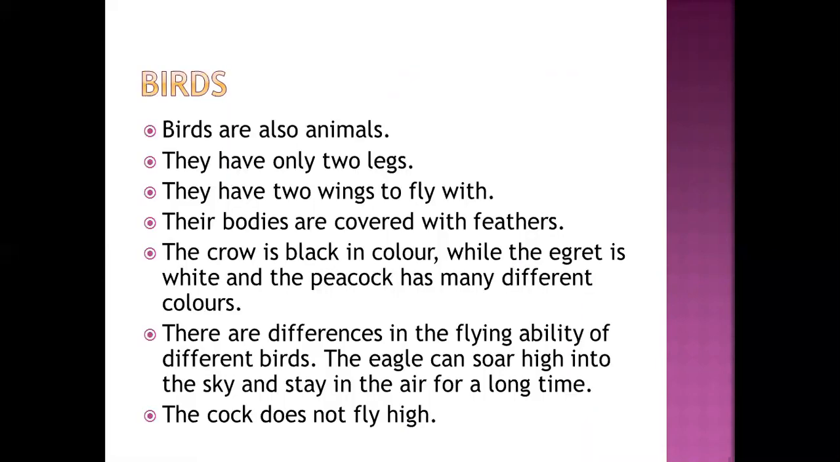We come to the next category now of birds. Birds are also animals. As I told you before, they have only two legs. They have two wings to fly with, and their bodies are covered with feathers. Now the color, if you see, the crow is black in color, while the egret is white, and the peacock has many different colors. So the peacock is a colorful bird.